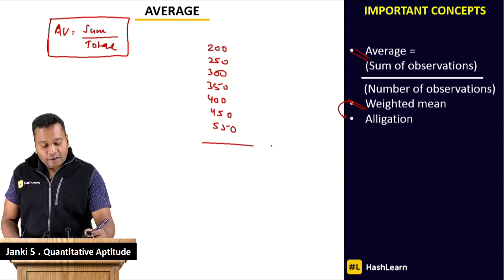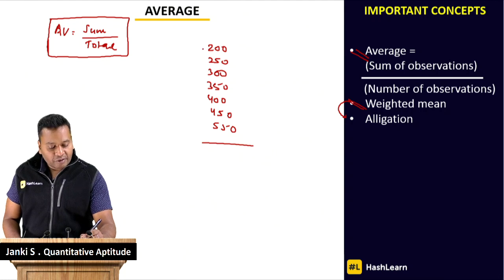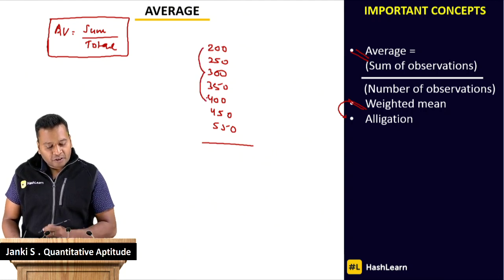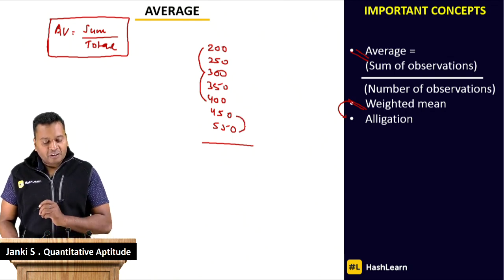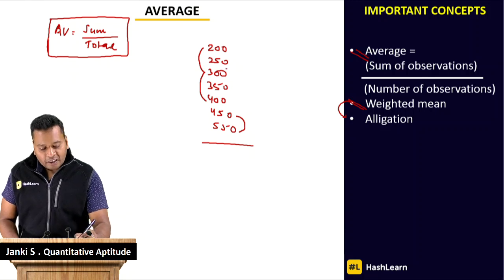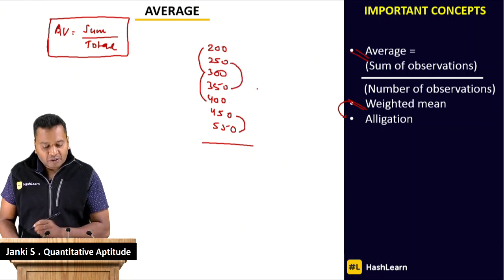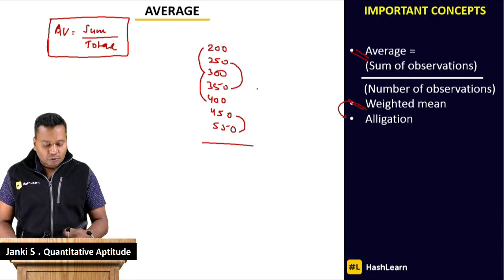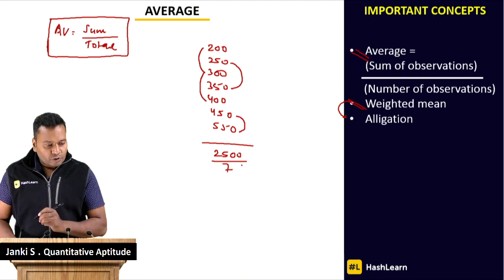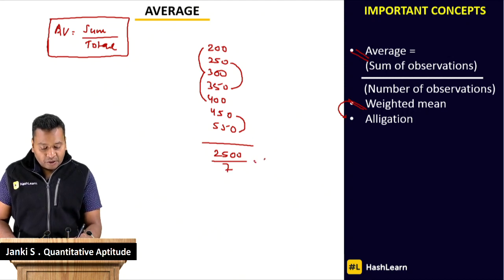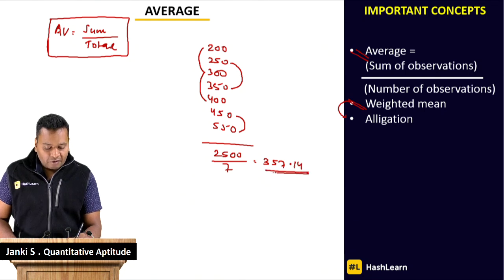Let's add the numbers which are ending with hundreds first. So 200, 300, 400. That means this summation is 900. Then 550, 450, the summation is 1000, and then again 250 and 350, that means summation is how much? Summation is nothing but 2500. So my summation is 2500 here. Now I'll divide by 7, so that will be my average here. That's nothing but 357.14 is my average, right?